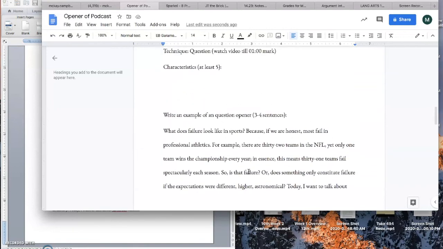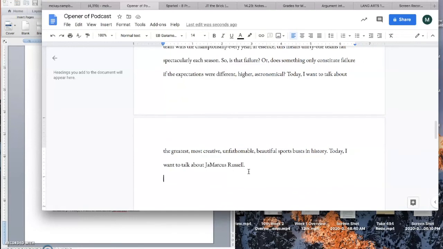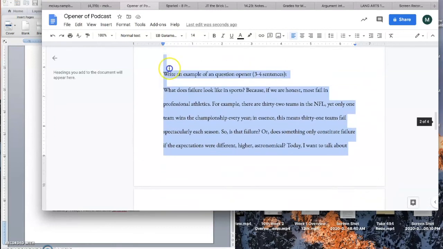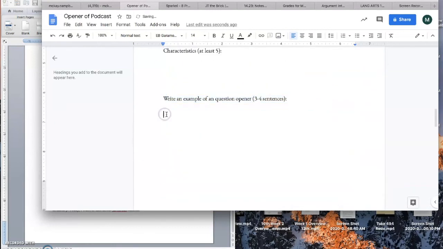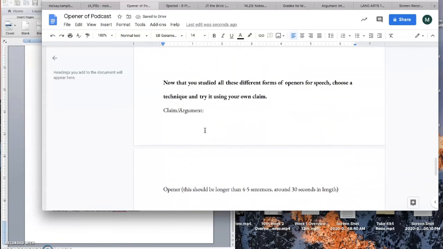So my sports topic is sports bust, and my claim, if you can see it in there, is that Jamarcus Russell is the biggest sports bust in sports history. Okay, so that is an example of question technique. So after you guys do each of these different techniques, you're going to pick which technique you want to use for your own sports debate podcast. Okay.